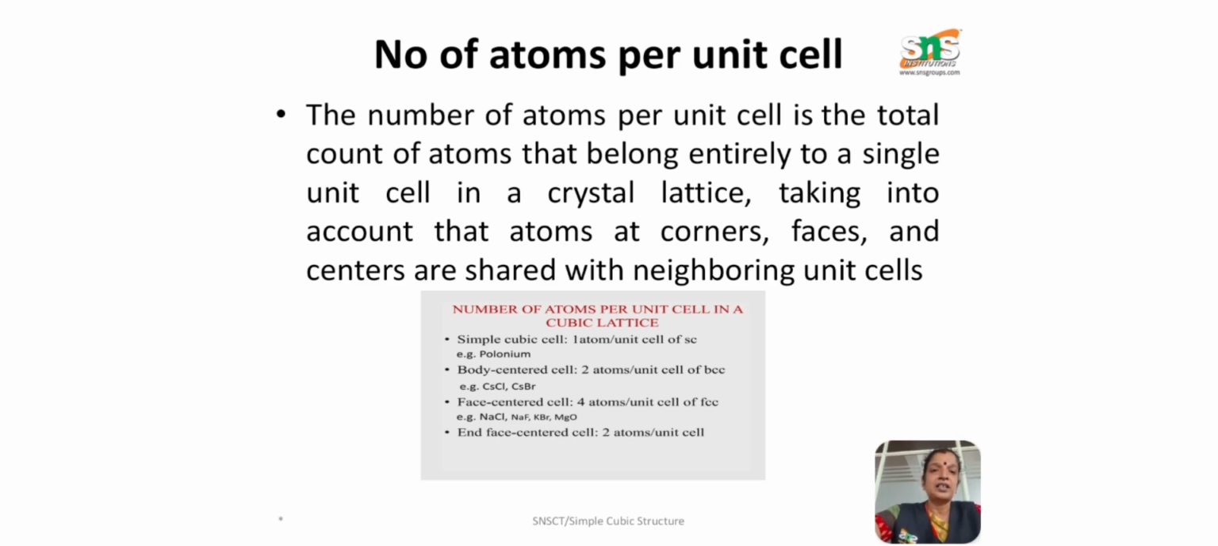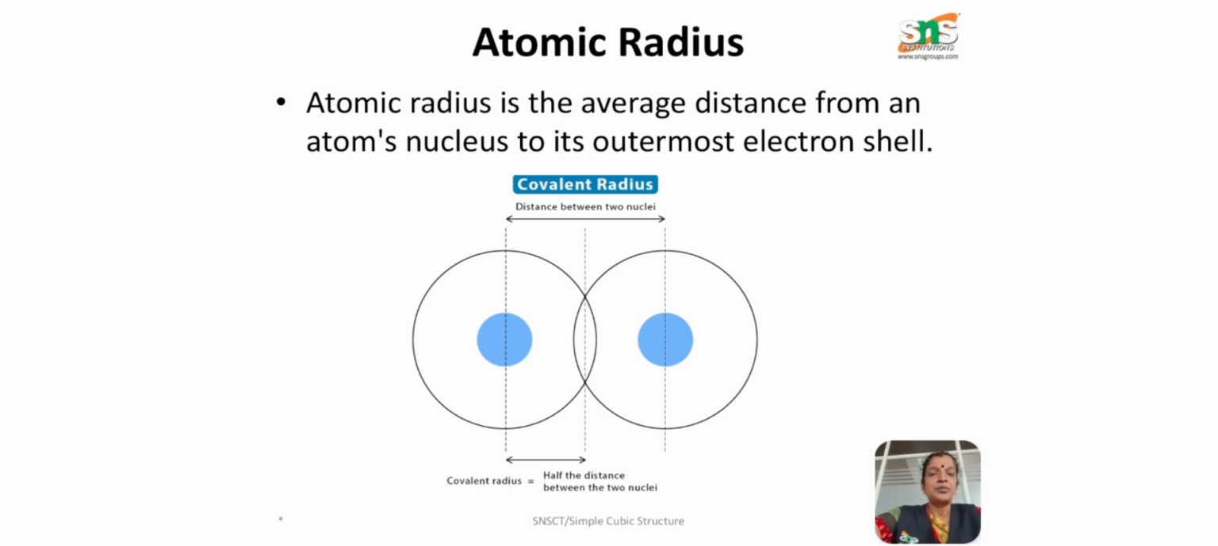The number of atoms per unit cell for a simple cubic structure is 1, for body centered cubic it is 2, and for face centered cubic it is 4, and finally the hexagonal close packed cell has 2 atoms per unit cell. For simple cubic structure, the example is polonium; for BCC, calcium chloride; for FCC, sodium chloride and so on. The second one is atomic radius. In the picture we can see two nearest neighboring atoms. Half the distance between the two nearest neighboring atoms is called the atomic radius.